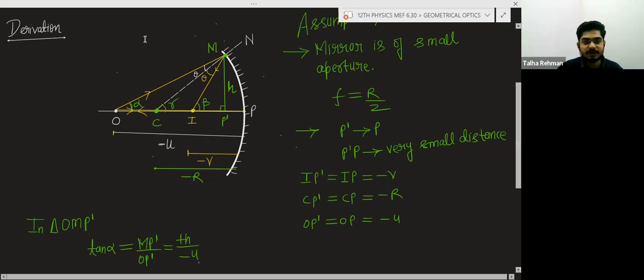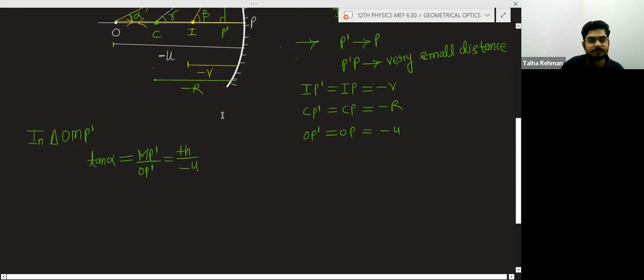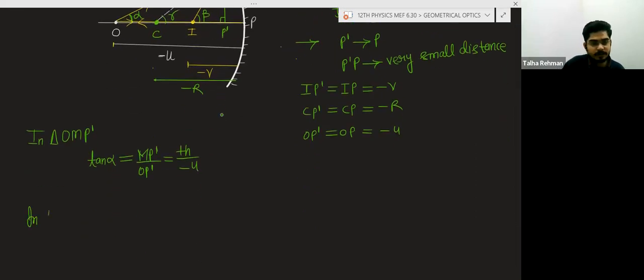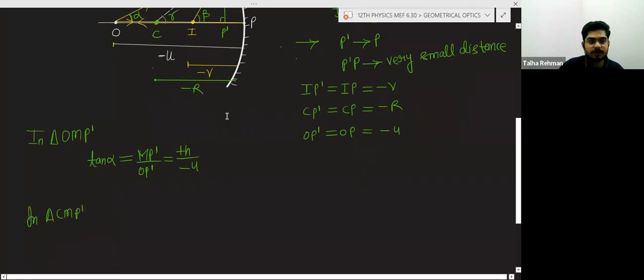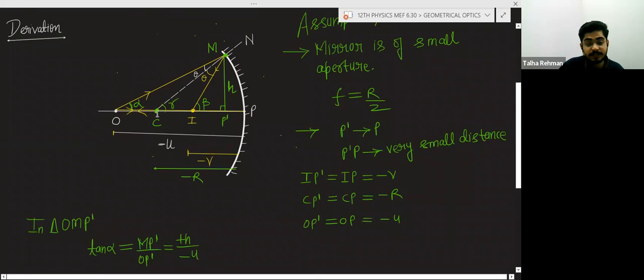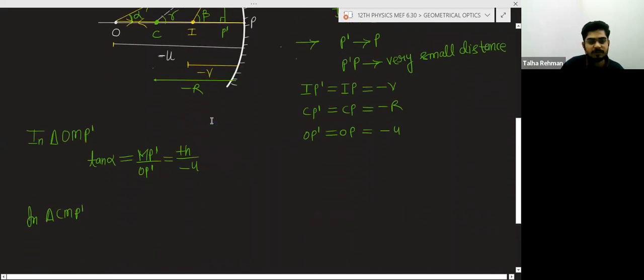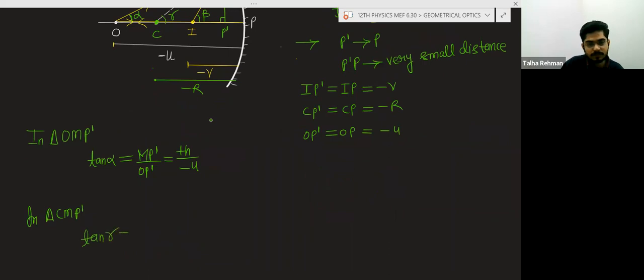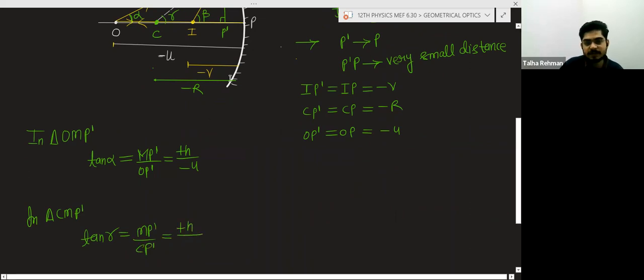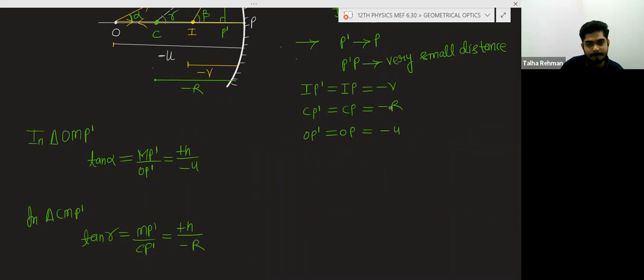After that, you can take this triangle CMP dash. In triangle CMP dash, this angle you can find. Tan gamma is equal to MP dash divided by CP dash. What is MP dash? Plus h. What is CP dash? CP dash is minus R.